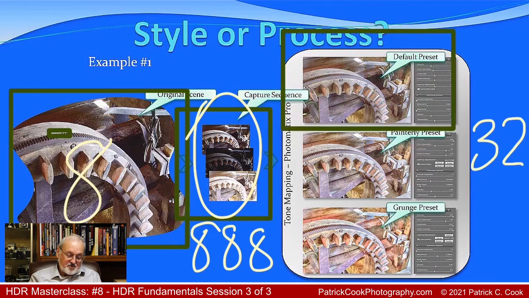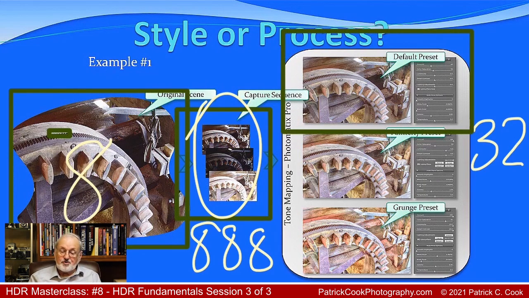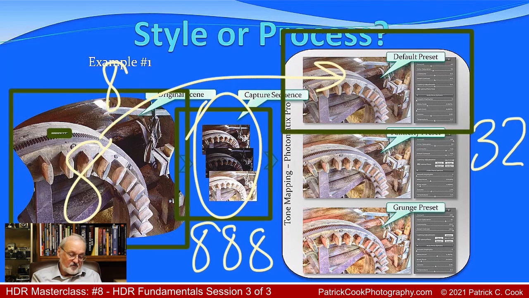This one up here is using Photomatics. We're going to be using Photomatics when we get to the tone mapping segment, and that's the default preset, and it's giving us a representation of our scene. The difference is that we were working in 8-bit, now we're working in 32-bit, so basically we can do more with our image. We have a greater latitude to work with during the tone mapping period.